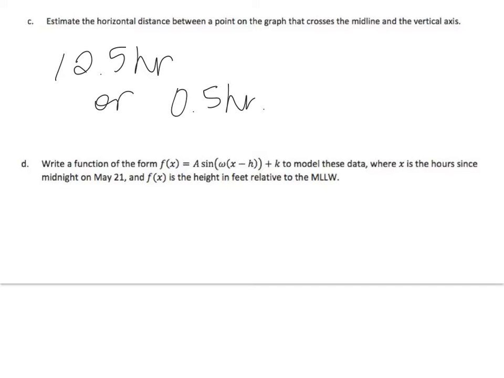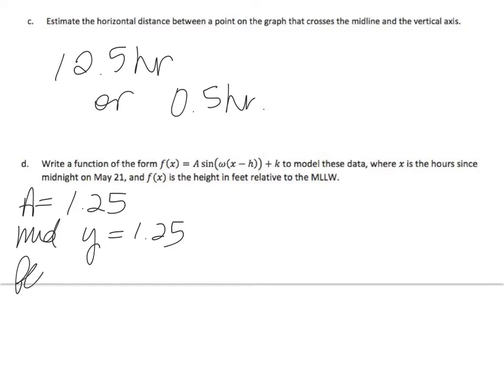So write a function in the form a sine omega x minus h plus k to model this data, where x is the hours since midnight on May 21st, and height in feet relative to the MLLW. So we said amplitude was 1.25, your midline was y equals 1.25, the period was 12, and that's really all we need. Remember, we can figure out omega is 2 pi over your period.